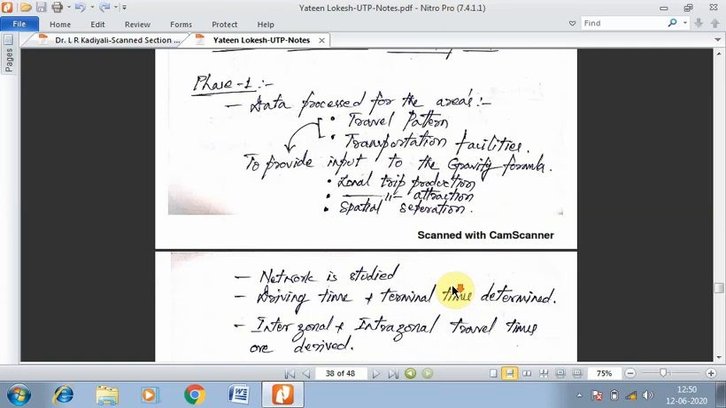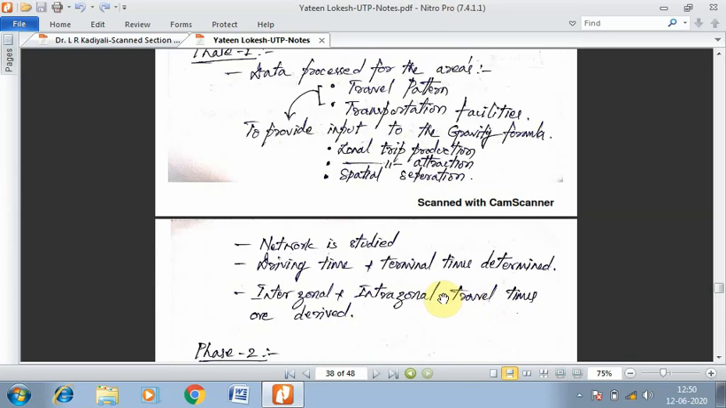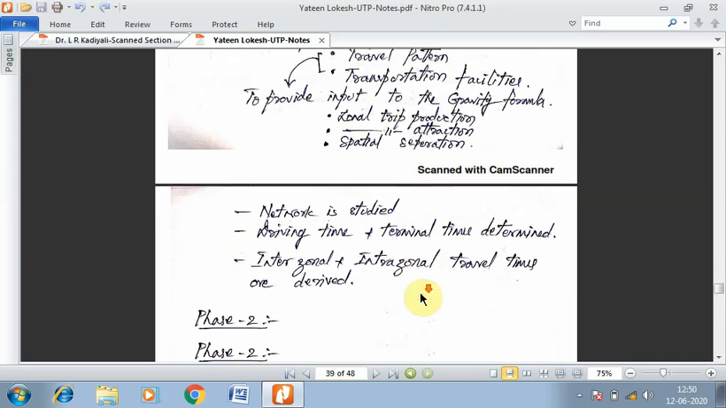Now these two, that is zonal trip production and attraction, are usually represented in the form of OD matrix. Later alongside, you will also be studying the network, and you will be doing the investigation about the driving time and then terminal time for the region, and also the intrazonal and interzonal travel time would be derived. So during the first phase, you will be collecting all the information and trying to frame it in the form of inputs that need to be put into the gravity formula.